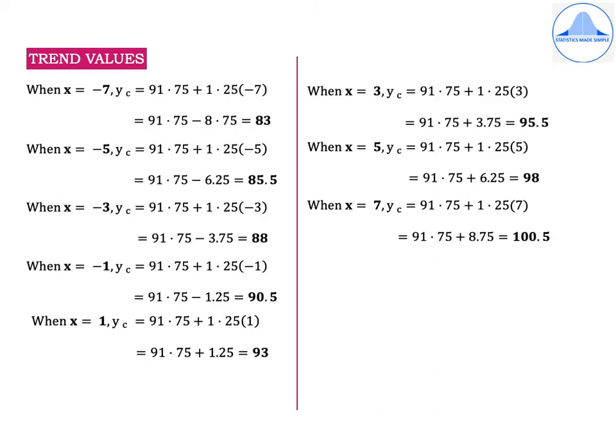Similarly, when x is equal to minus 3, we get yc equal to 88. When x is equal to minus 1, yc is equal to 90.5. When x is equal to 1, yc is equal to 93. When x is equal to 3, yc is equal to 95.5. When x is equal to 5, yc is equal to 98. And when x is equal to 7, yc is equal to 100.5. Usually, all the trend values are written in the last column in the given table.